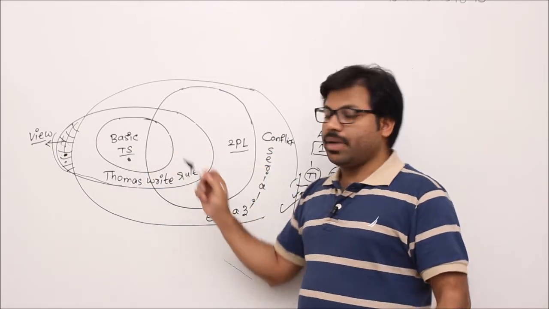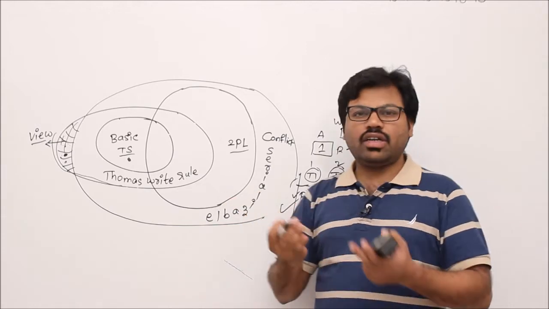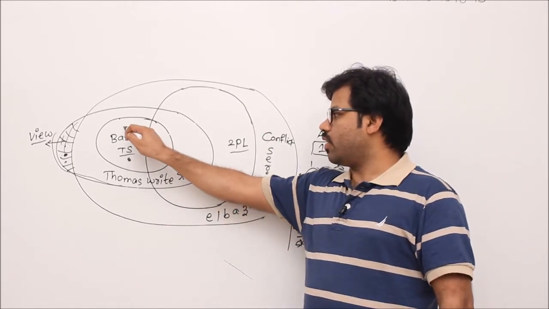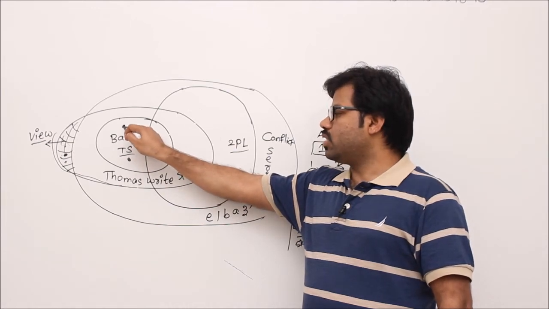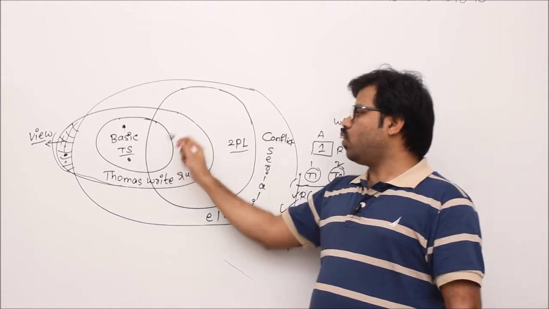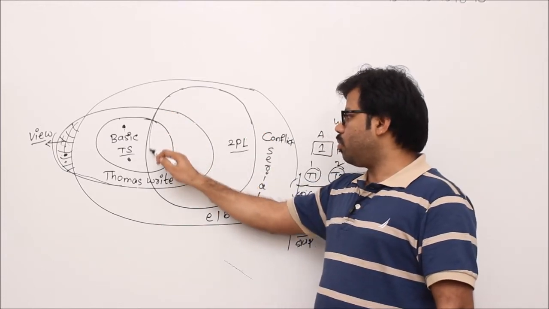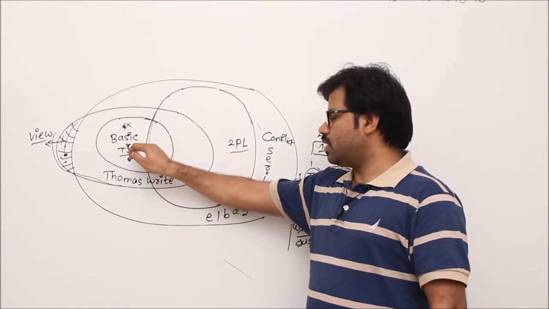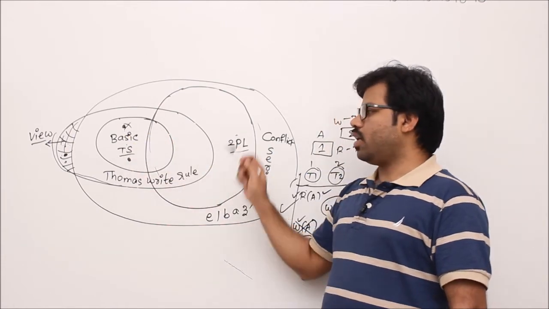So 2PL and basic timestamp are quite different, independent. There are some schedules which are allowed under basic timestamp, but they are not allowed under 2PL. See, the circle of 2PL only goes up to this point. That means there is a point which is in basic timestamp but not in 2PL.